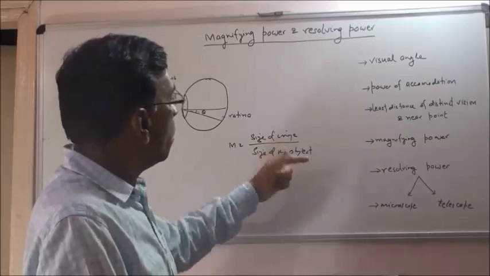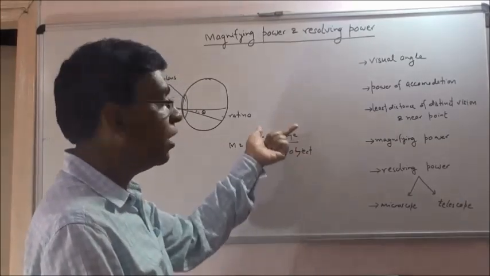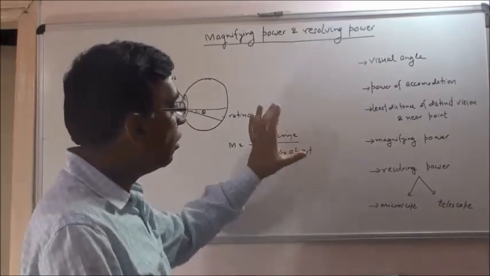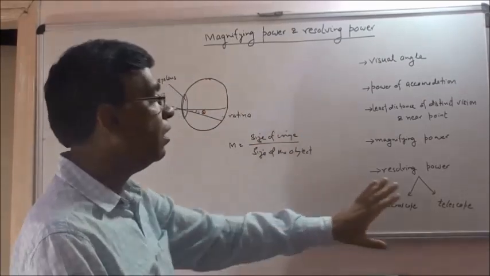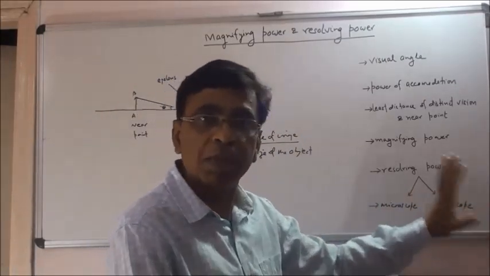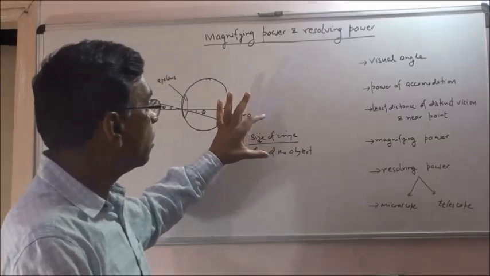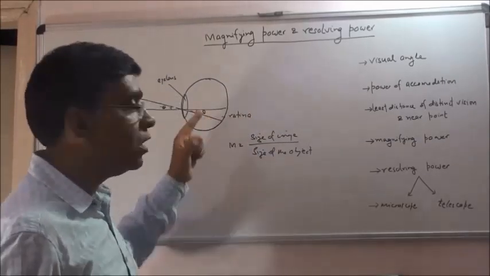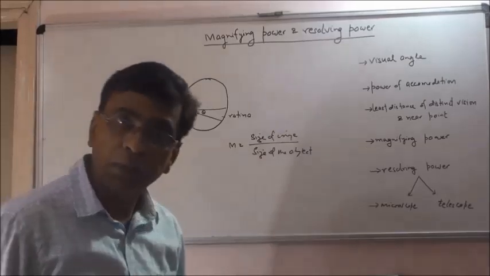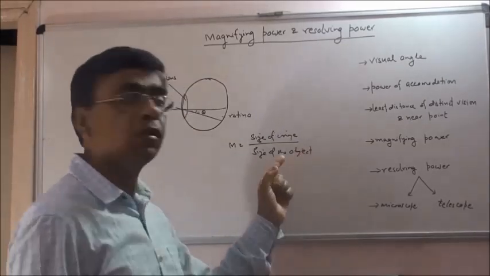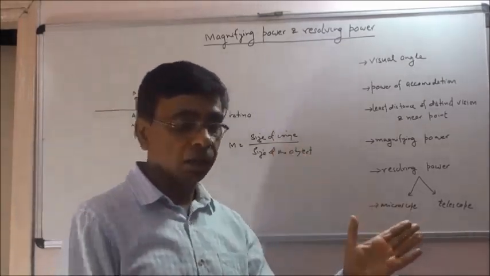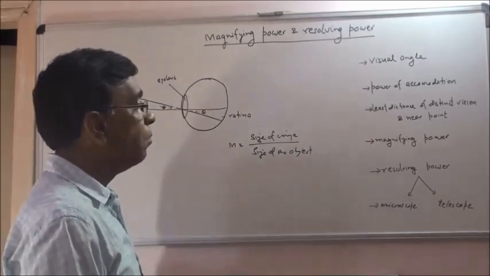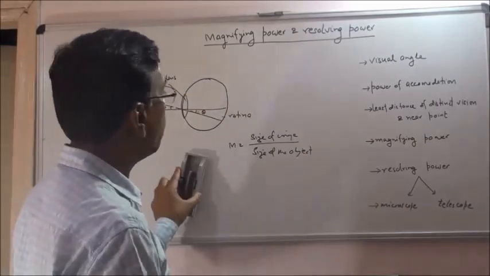Now, where should the object be placed? Where can the image be set? That we will take specifically for telescope and microscope separately. But size of image upon size of object, or we can also say the visual angle subtended by the image and the visual angle subtended by the object. This ratio is called the magnifying power of any instrument.